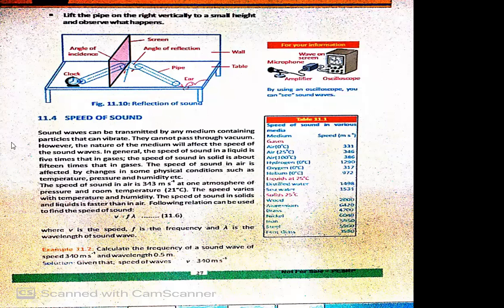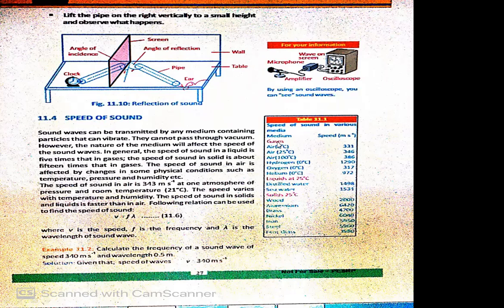Now this is the end of topic 11.3. Now we do topic 11.4, which is speed of sound. This is table 11.1, which is on page number 27. If you look at the table here, this is the speed of sound in different media.